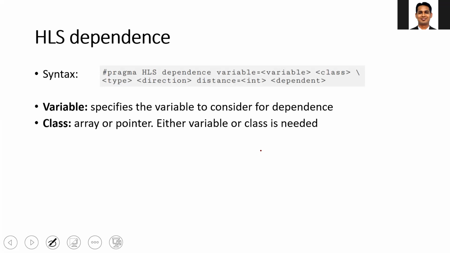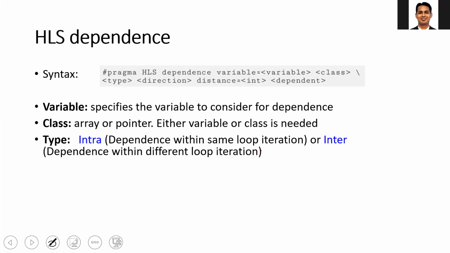For example, variable and class, they are either one of them you need to mention. When you mention the variable, you mention which variable you are talking about when you talk about the dependence. Or you can mention whether it's a class of the variable, whether it's an array or the pointer. Then what is the type of the dependence? That can be intra-dependence, that is dependence within the same loop iteration, or it's an inter-dependence, dependence within the different loop iteration. Okay, that is the intra or the inter-loop dependence.